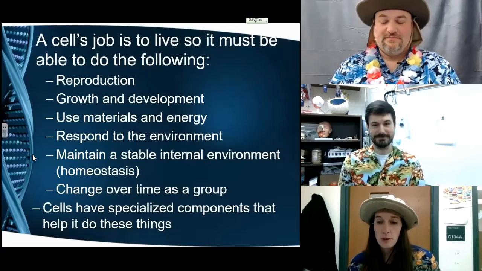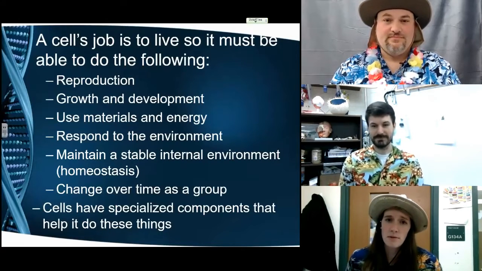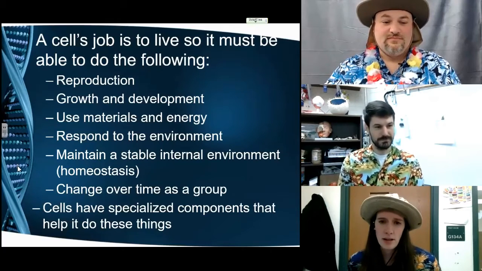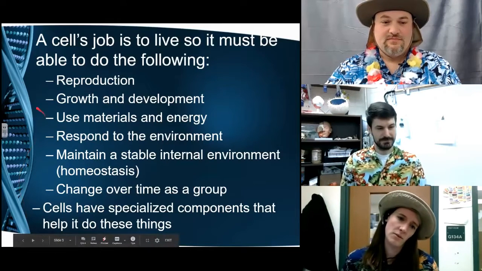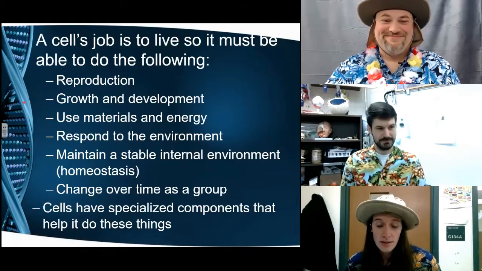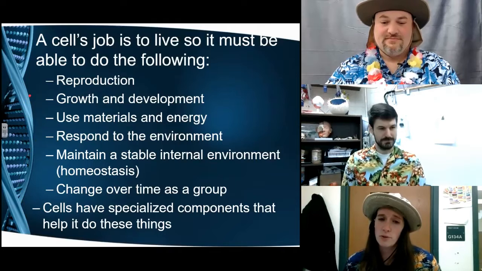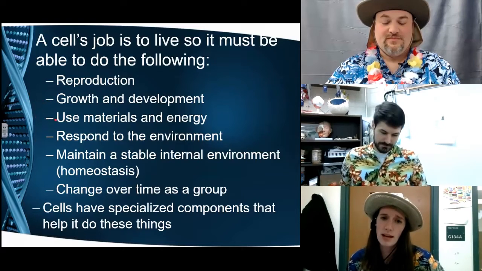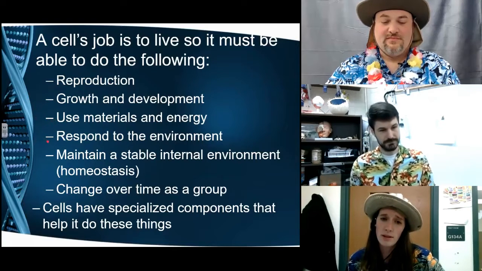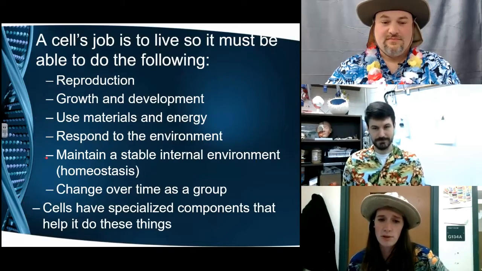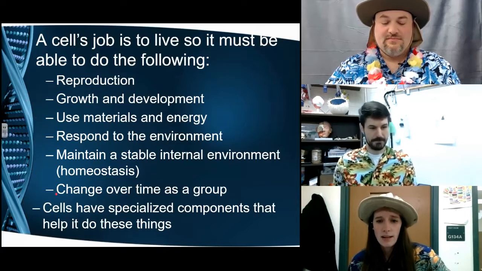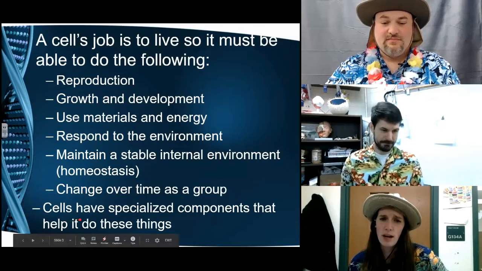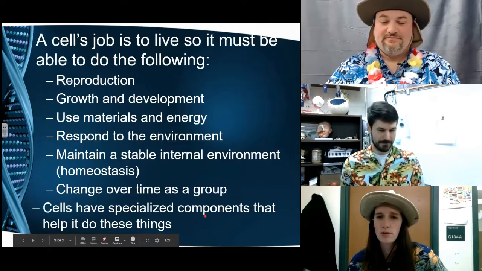So just a little refresher from our very first unit when we learned about the characteristics of life. We said all things that are alive have to do these 8 things, and cells have to carry out all of these functions as well. They need to be able to reproduce, grow and develop, take in materials and energy, respond to their environment, maintain that stable internal environment or homeostasis, and change over time as a group, or evolution, that we'll learn about later on. And they have specialized components that help them accomplish all of these things. So this unit will get into what all those specialized components are that help cells be alive.